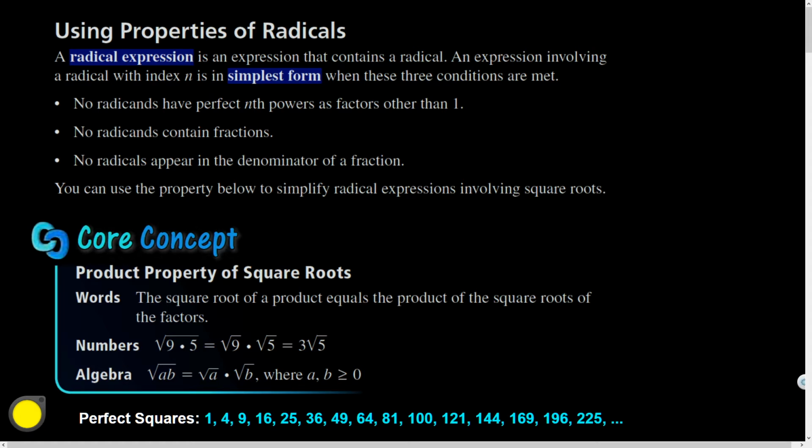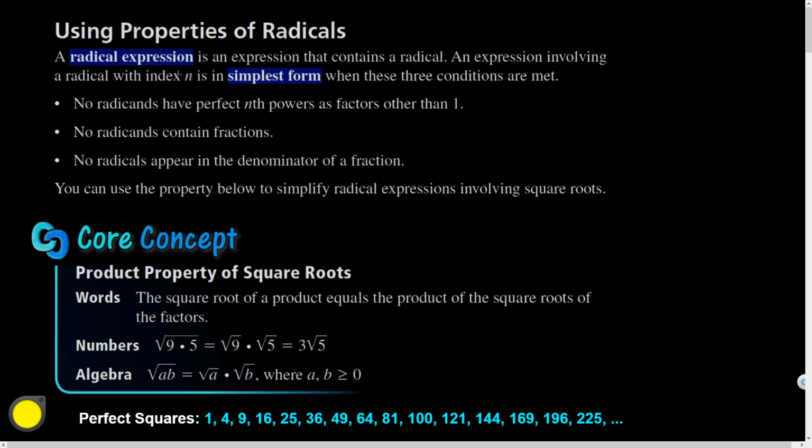Mr. Waddy here. We're talking about simplifying radicals today, properties of radicals. You've done some of this before. Sometimes it shows up in geometry classes, dealing with special right triangles, different things like that. But this is going to be the idea. Just like you've simplified fractions, we're going to find a way to write radicals in their simplest form.